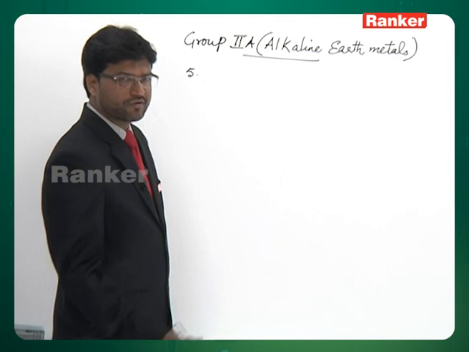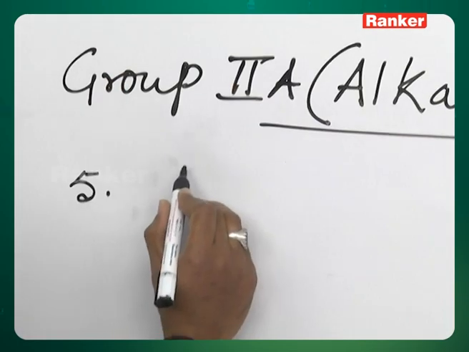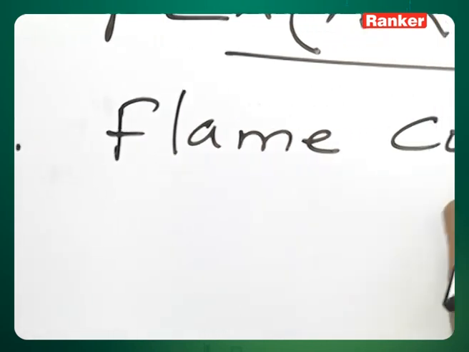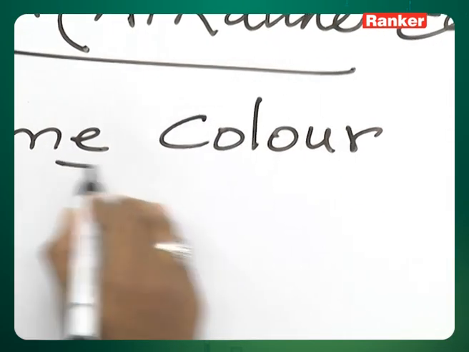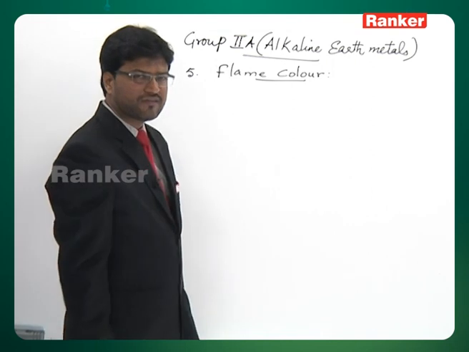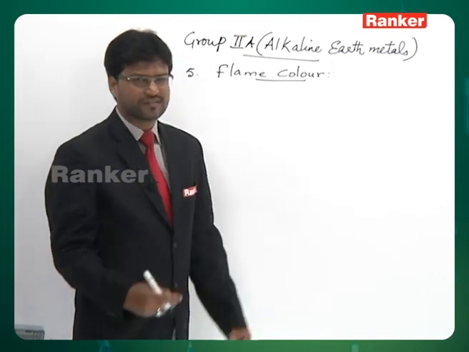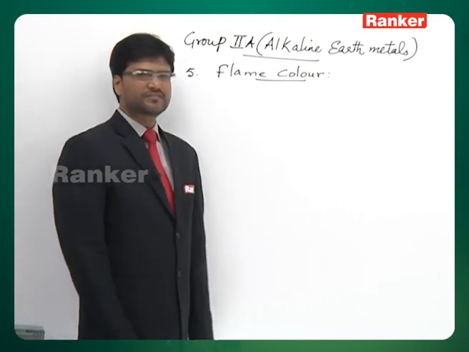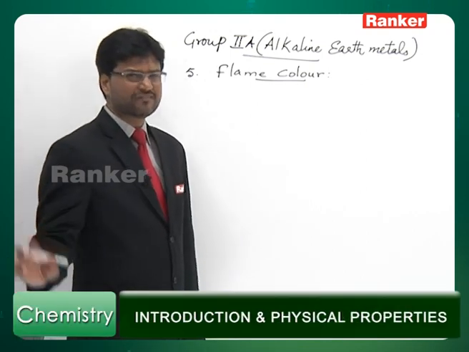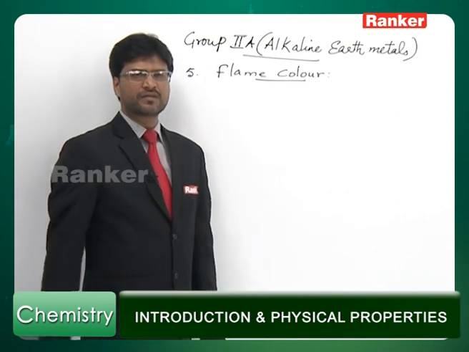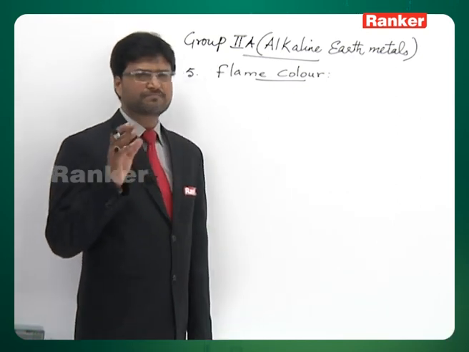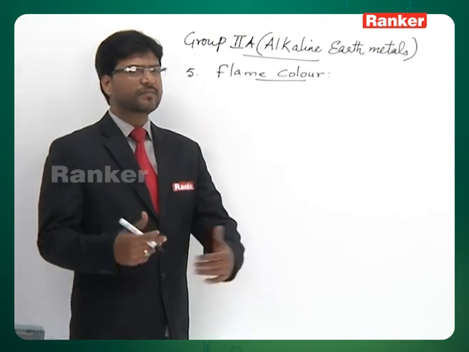The next property we are going to discuss is flame color. When compounds of alkaline earth metals are exposed to a Bunsen flame, they give a characteristic color to the flame. Out of these elements, there are two elements which do not give any flame color, that is beryllium and magnesium, whereas calcium, strontium and barium compounds give a characteristic color to the Bunsen flame.